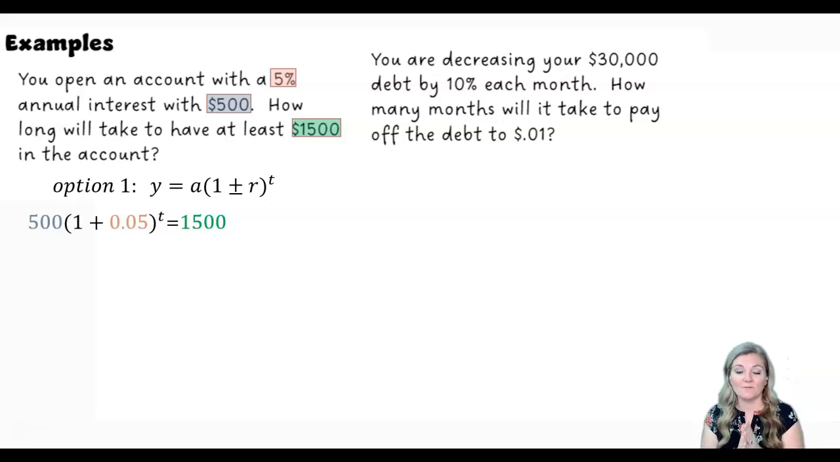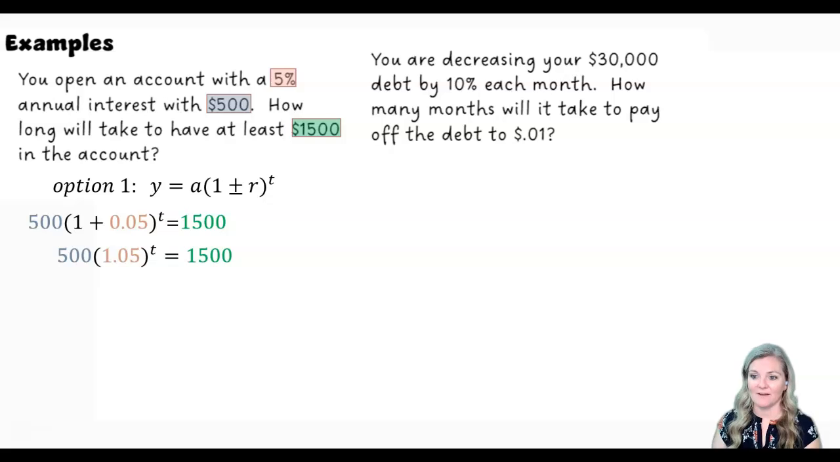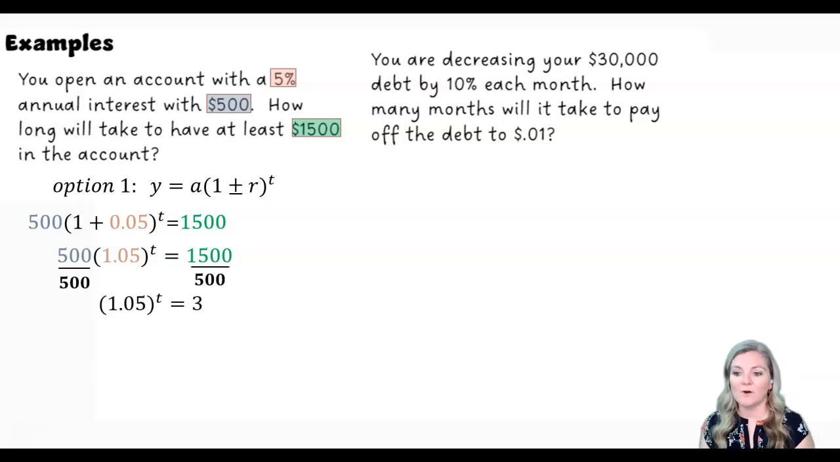So now I'm trying to solve for t, meaning I need to get the exponent part by itself. That exponent part has a 500 out in front. That 500 is currently multiplying. So how do I undo multiplying? I divide by 500. And I get that 1.05 to the t is equal to 3. Now how did I get 1.05? I added 1 plus 0.05. Okay. Now my b is by itself.